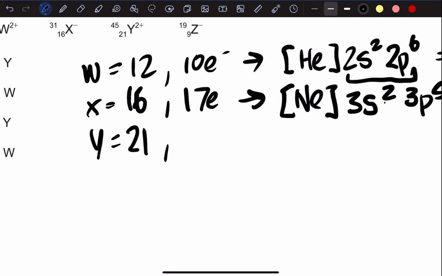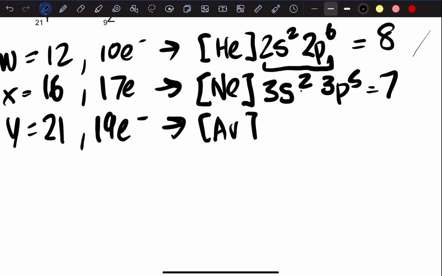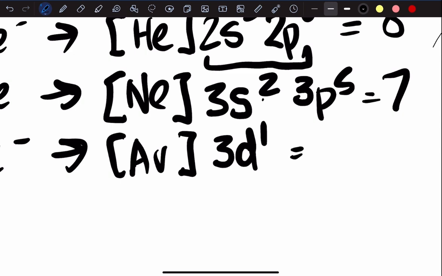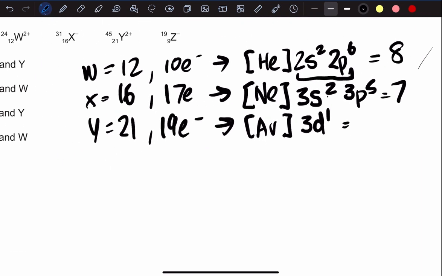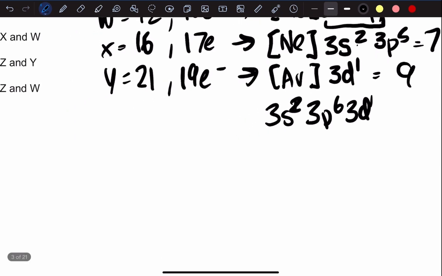So Y, we have 21, but then we have a loss of 2 electrons, so that gives us 19, okay? So if we were then configuration, we have argon, 3d1, okay? And in this notation, it means that we have the 3s2, 3p6, 3d1, right? So that's the outer shell, so the outer shell has 9. So we have 8, 7, and 9.